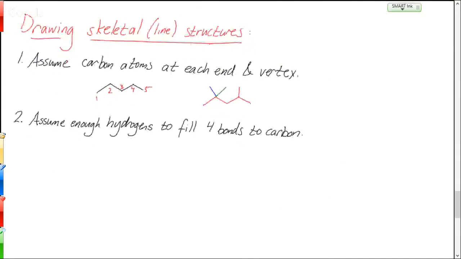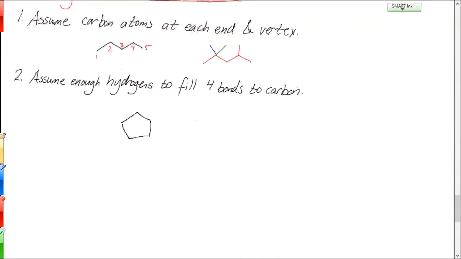So even if we have some kind of strange large structure, we can pick out any carbon in there and figure out how many hydrogens are supposed to be on it. Like right here, how many hydrogens should be on that carbon? Just 1, because there's 3 bonds shown. So that means there's got to be 1 hydrogen. What about right there? How many hydrogens? 3. There's 1 bond shown, so we need 3 more hydrogens around to make 4.